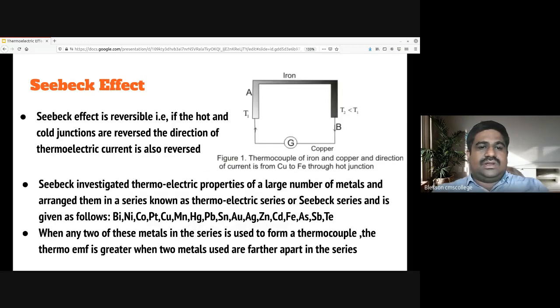See this figure. This is a thermocouple. Thermocouple means a couple of thermal elements. These are iron and copper, and they form two junctions, A and B. One is kept at temperature T1 and the other at temperature T2. Here the temperature T1 is greater than temperature T2. If these two junctions are kept at different temperatures, then there will be an EMF and current flows through the circuit. The direction of the current is also shown. That current flows from the junction of higher temperature to the junction of colder temperature.